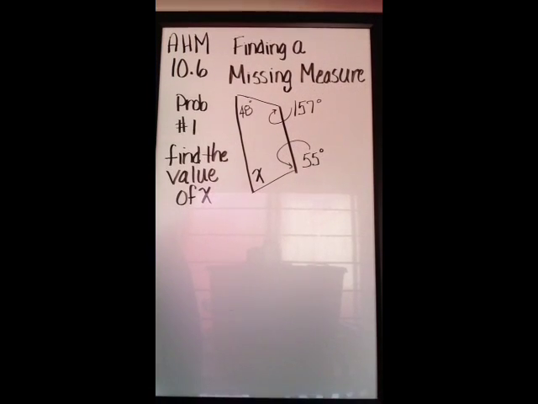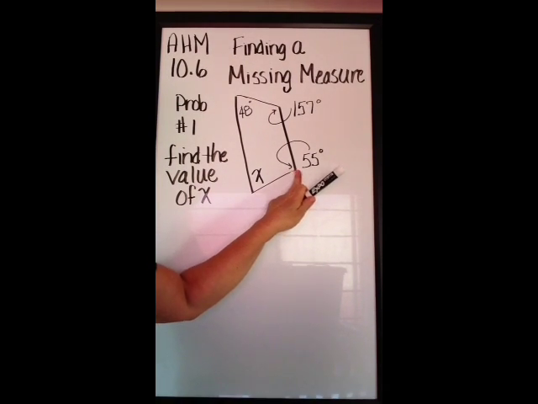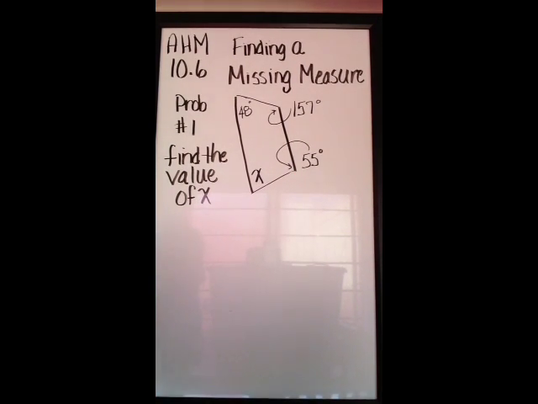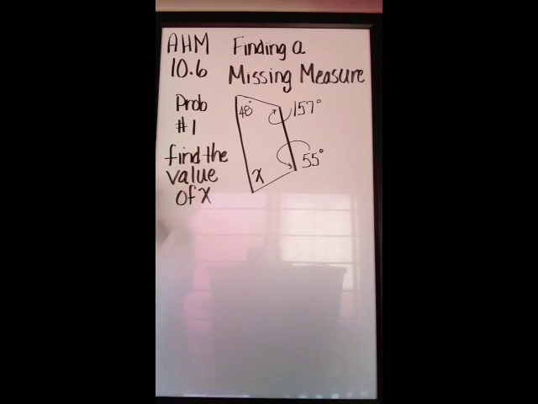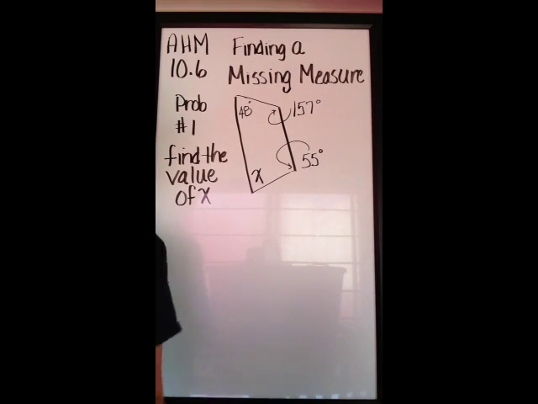So you probably guessed it. This is your problem. It is actually the only problem that you have in this lesson to turn in tomorrow in the homework folder. So here's your quadrilateral with measures 48 degrees, 157, 55, and you're looking for the value of x. Good luck.